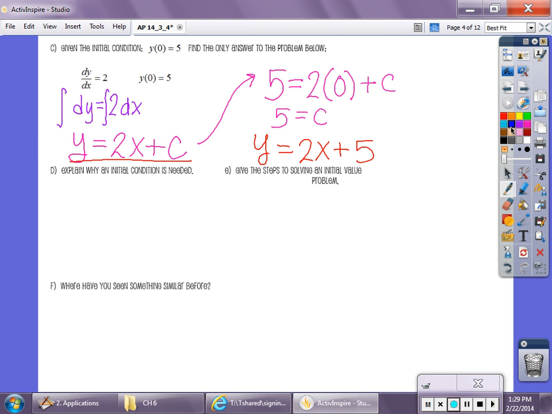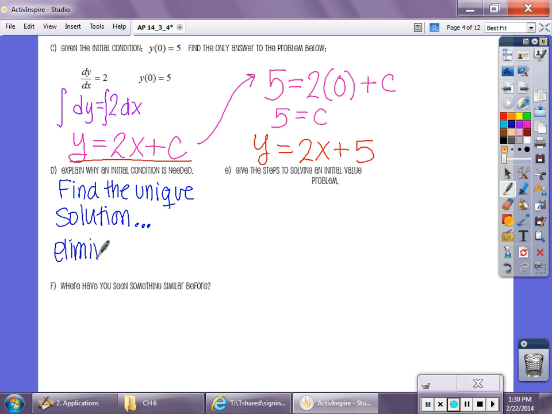So why do we need an initial condition? This is to find the unique solution. The other way you can think of it, it eliminates the plus c. You're essentially solving for the plus c.